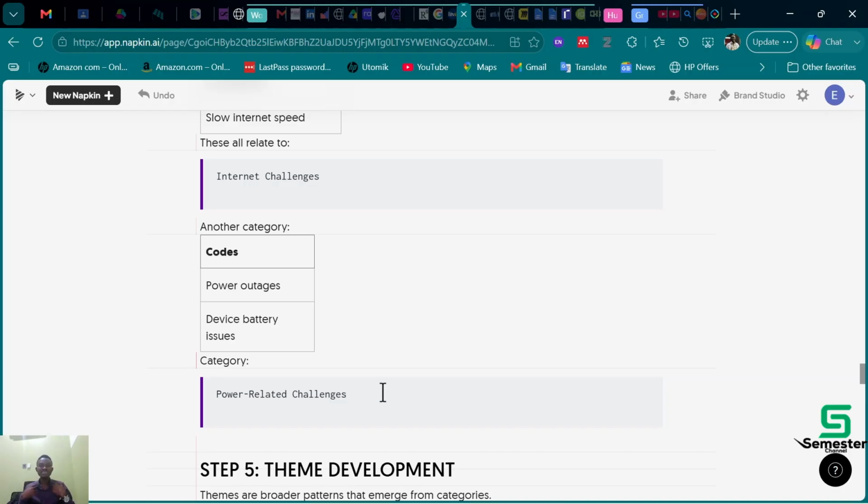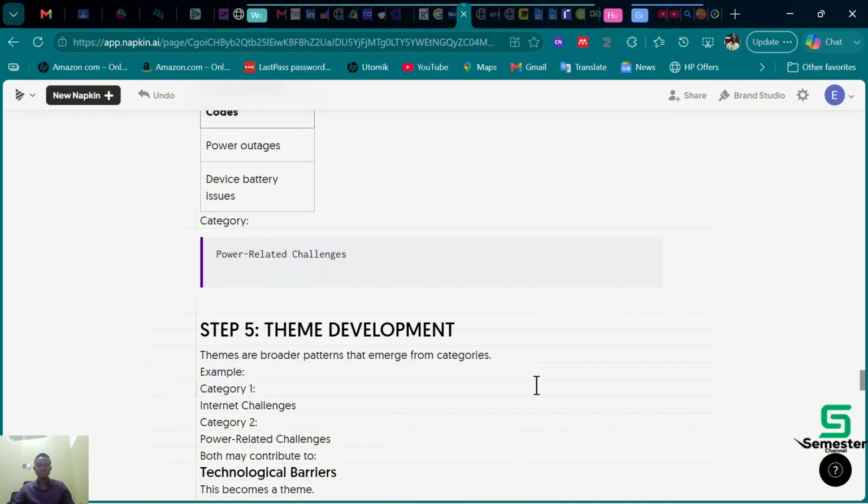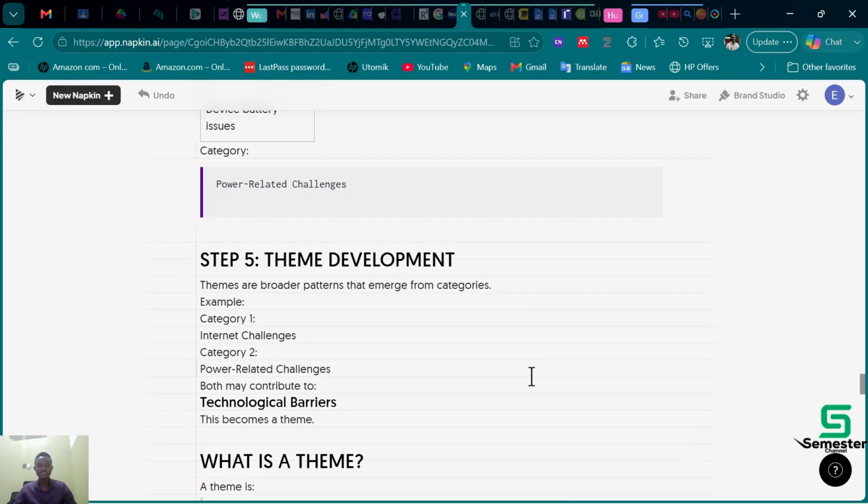This is where the theme development comes in, and that is the most basic qualitative data analytical representation you could ever see. Okay. So once you've grouped all of these codes into categories, then you have thematic or theme development.